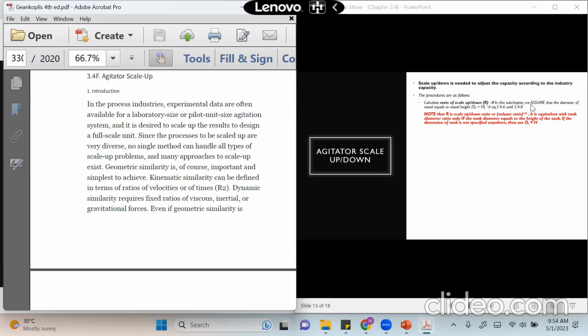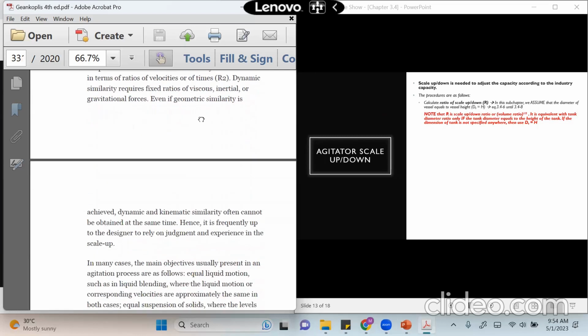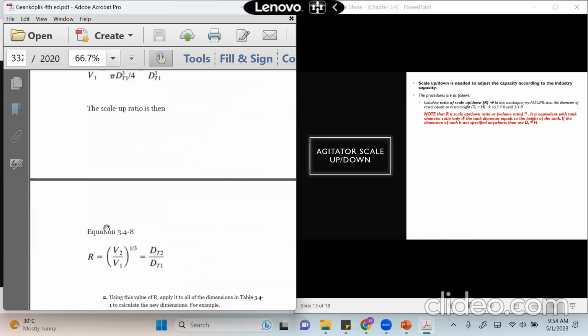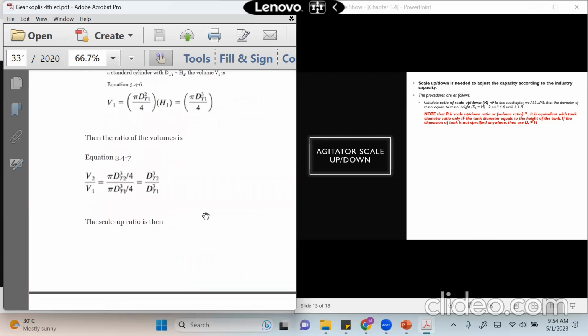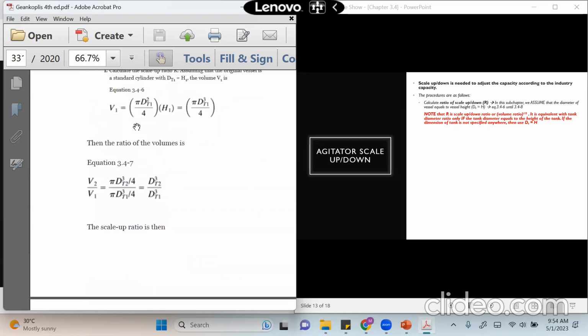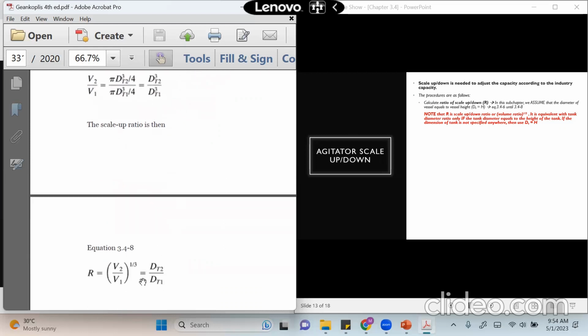Now in the subchapter, we assume that the diameter of the vessel dt equals the vessel height h, or the liquid height. Now we can use equations 6 to 8 to find the R. So equation 6 can be derived to equation 7. Equation 7 can be derived to equation 8.